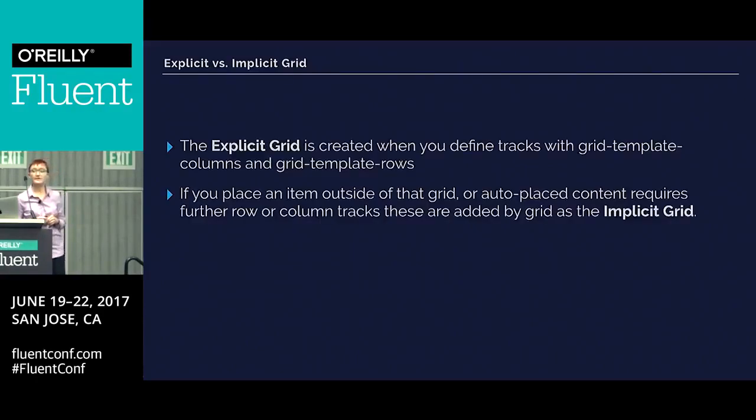We're also seeing a couple of things happening there. We've got the explicit grid, which is what you define with grid-template-columns or grid-template-rows. We also have a concept of the implicit grid. That's what grid creates if you put something outside of the defined grid. So if your content just creates more rows, or you place something into a column that doesn't exist, grid will cope with that, but it will create an implicit row or column track for you.